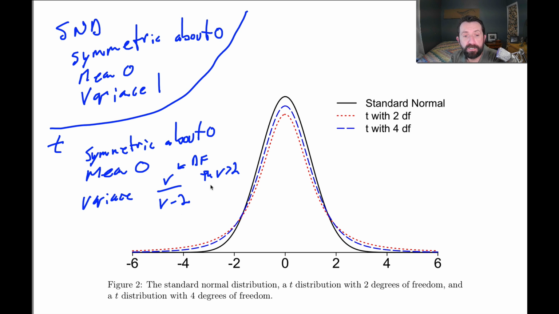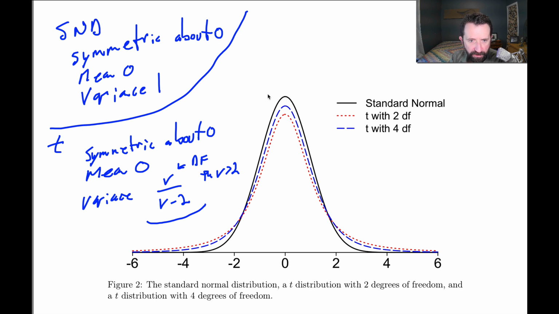So let's look at a couple of things. Symmetric about 0, and the mean is 0. That's pretty similar to the standard normal. Visually, what do we have? The T distribution here has a lower peak and more area in the tails. Or another way of looking at that is greater variability. This is the degrees of freedom over the degrees of freedom minus 2. So for 10 degrees of freedom, we're going to have 10 over 8, which is 1.25, and that's bigger than 1. So the T distribution is going to have a greater variance.